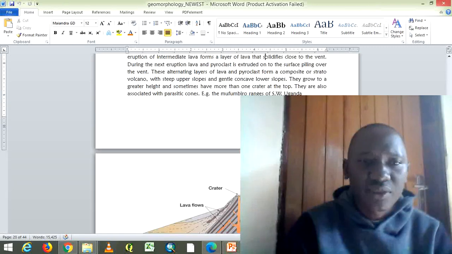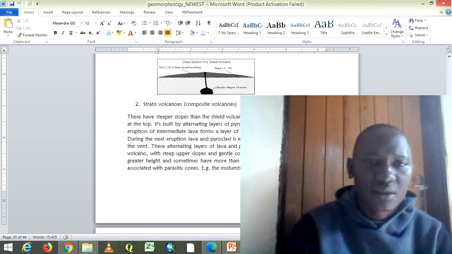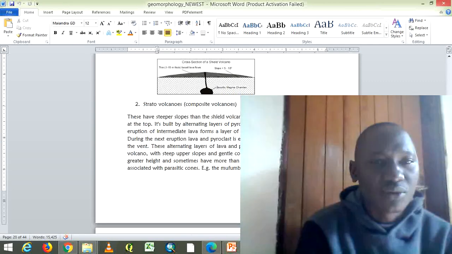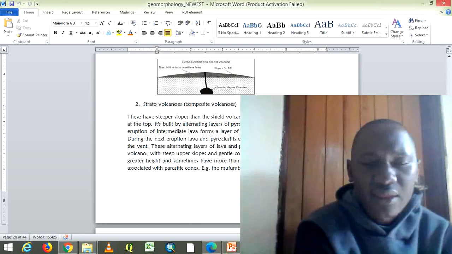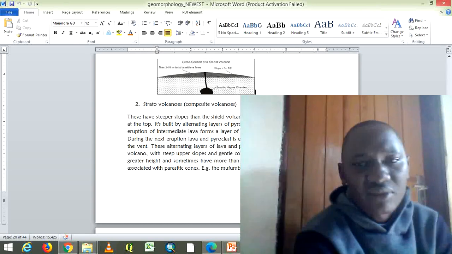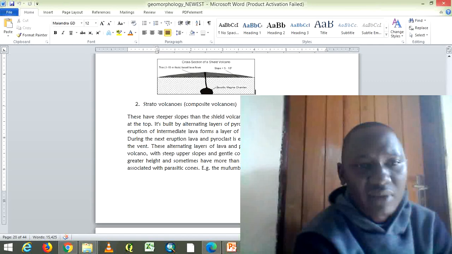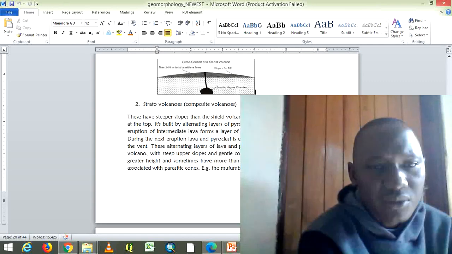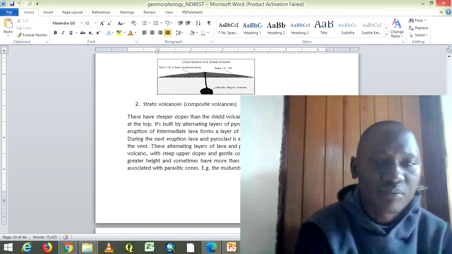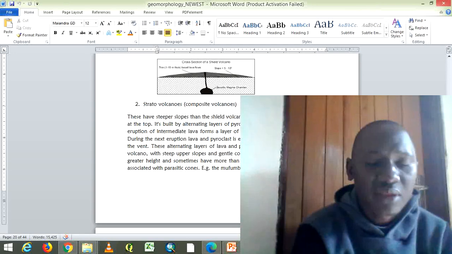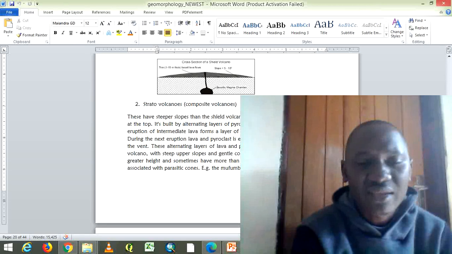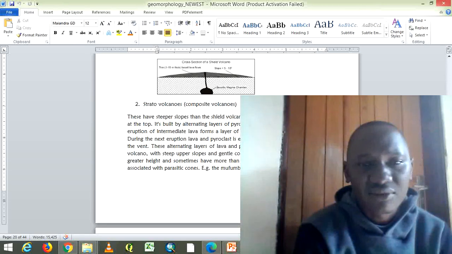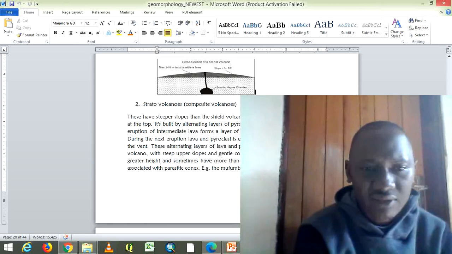Strato or composite volcanoes. These have steeper slopes than the shield volcanoes. Their slopes sometimes go up to 30% in terms of angle. It's built by alternating layers of pyroclast and solidified lava. And here you realize that the steepness of their slopes is accounted for by the nature of the magma extruded. The magma here is highly viscous, acidic lava that solidifies immediately after reaching the surface of the earth.